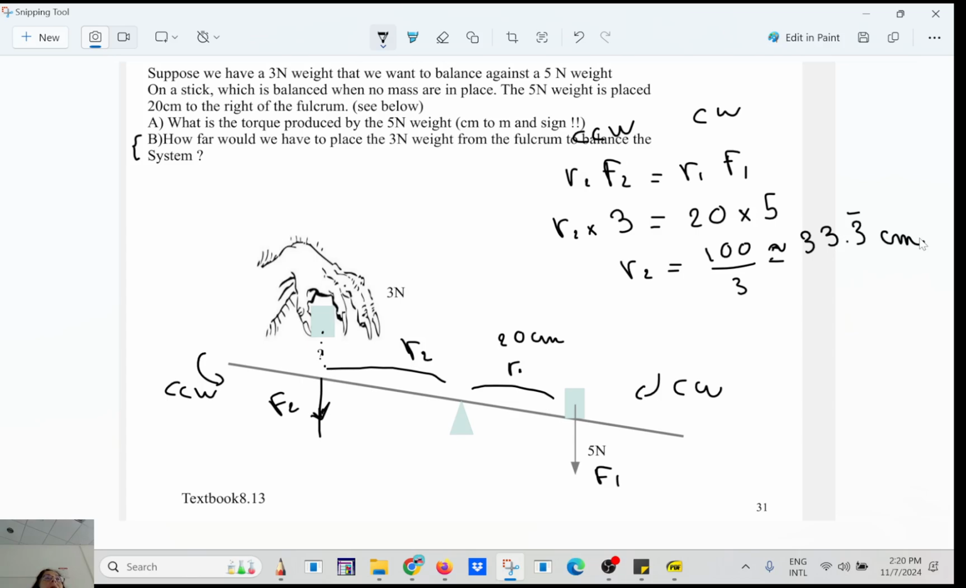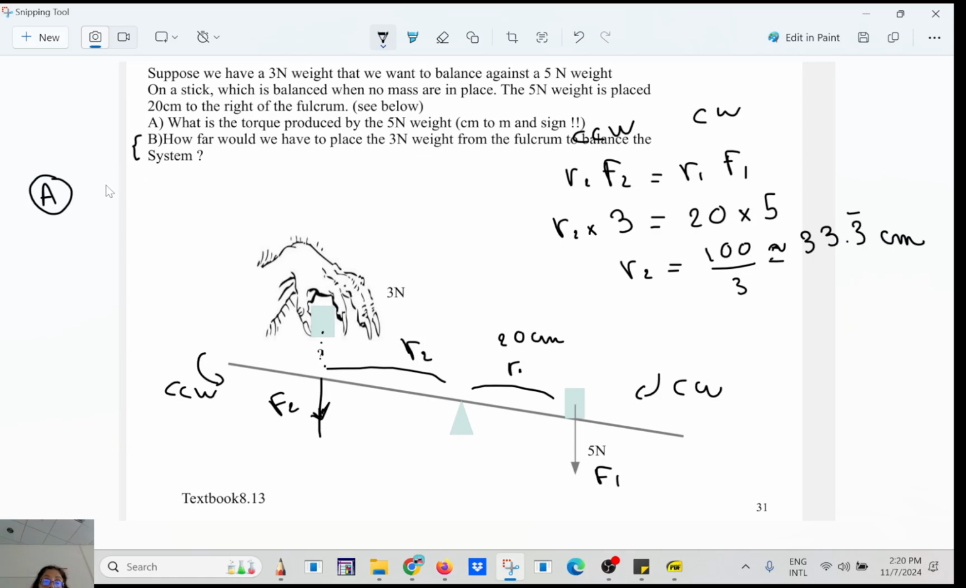Yes. So does it matter between labeling as F1 and F2? No, it doesn't matter. As long as on one side you have F1, R1, and the other side F2, R2. But so let's go back to A. Here they say, what is the torque produced? So in that case, yes, the units matter.